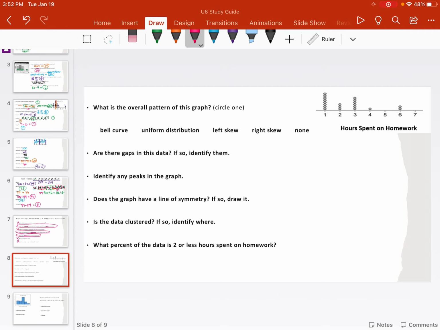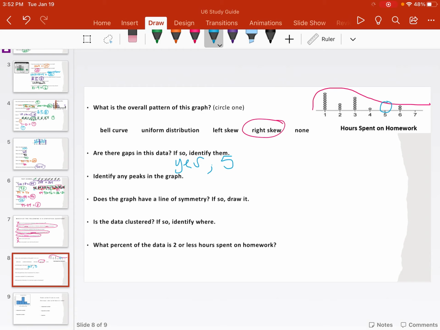All right, looking at this dot plot, what is the overall pattern of this graph? Remember, draw your little outline to help you out. This is definitely a skew. Remember, it's a name for the tail when it's a skew. So this is a right skew. Are there any gaps in this data? So right here is a spot that doesn't have any data on it. So yes, there's a gap at 5. Not at 7. 7's just the end of the graph.